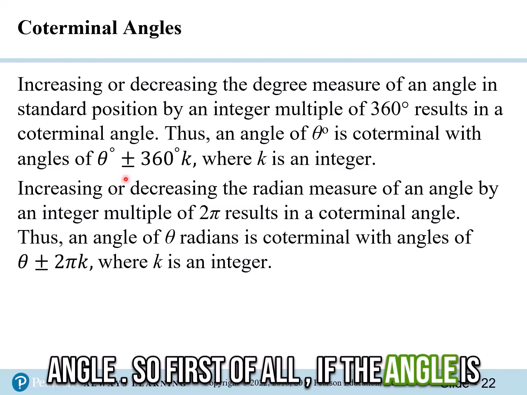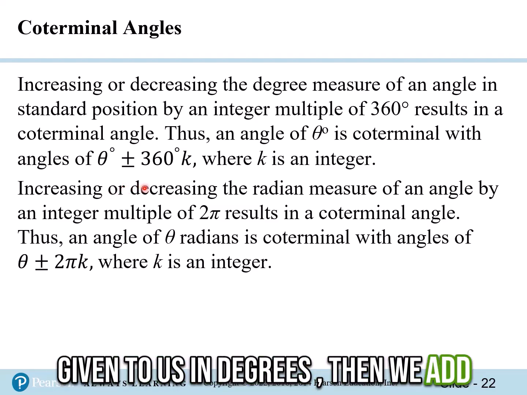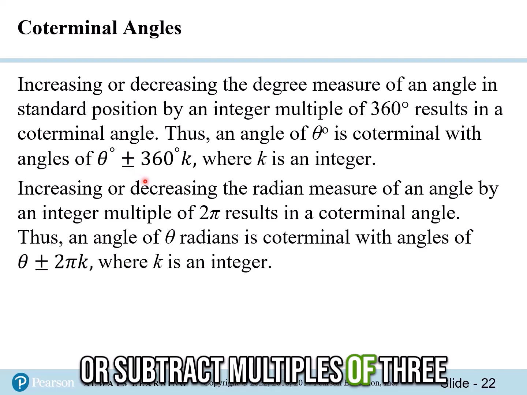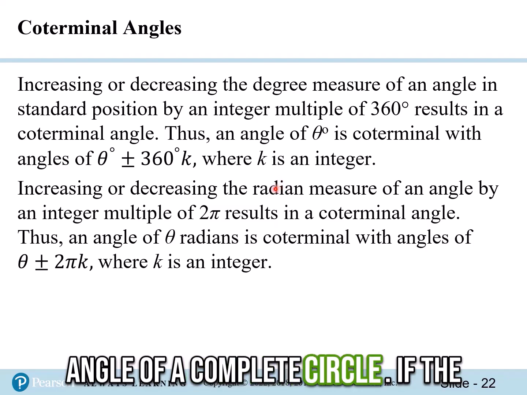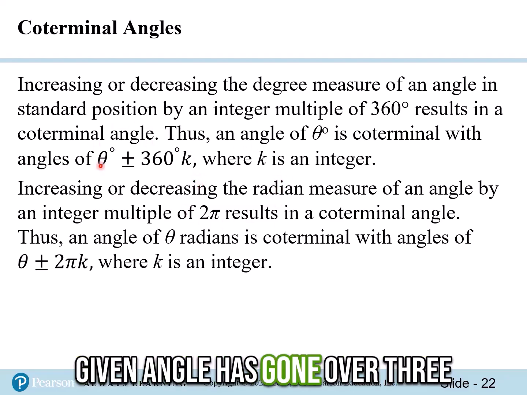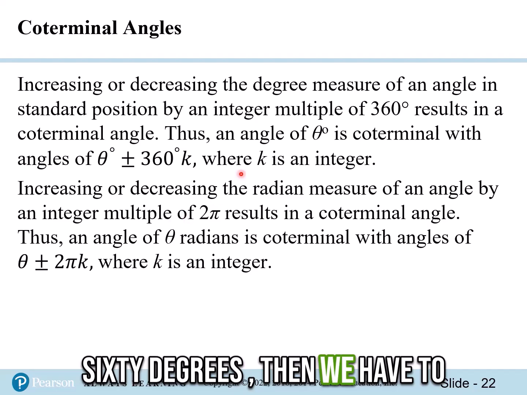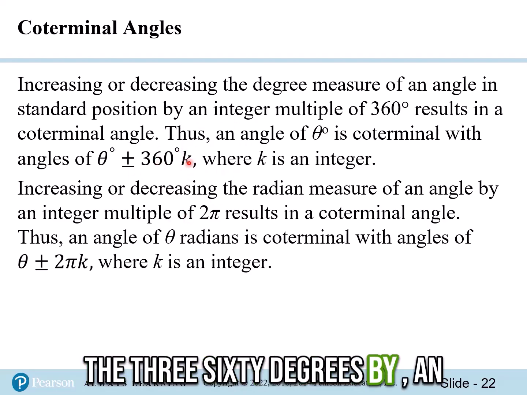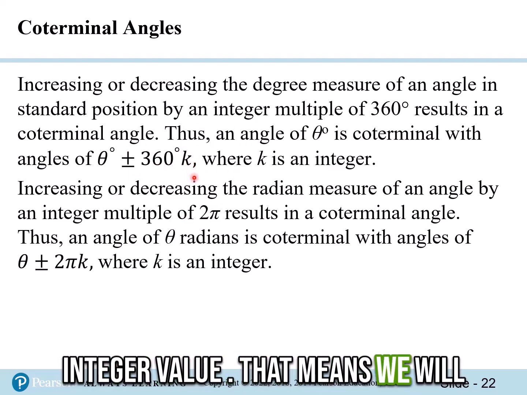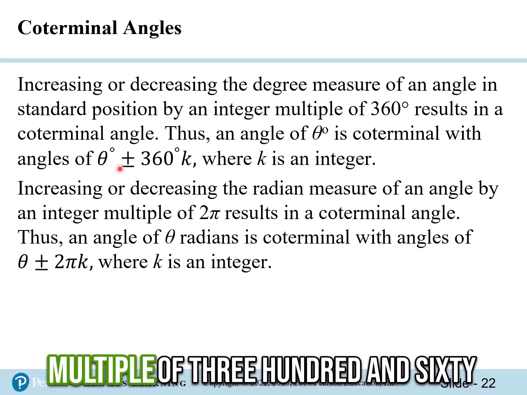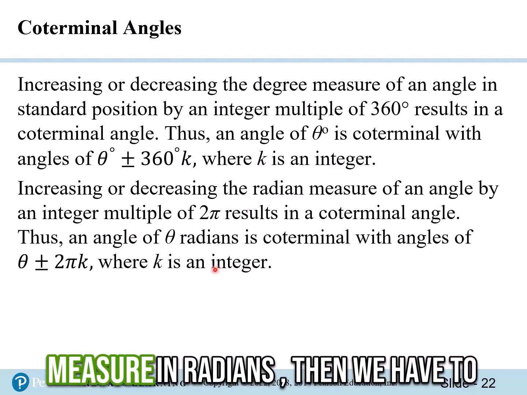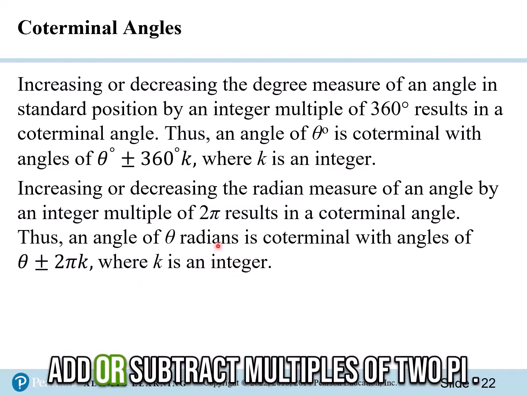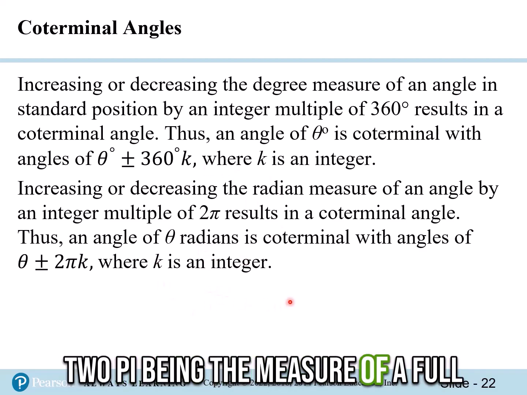First of all, if the angle is given to us in degrees, then we add or subtract multiples of 360 degrees. 360 degrees is the angle of a complete circle. If the given angle has gone over 360 degrees, then we have to multiply the 360 degrees by an integer value. That means we will have to add or subtract some multiple of 360 degrees, in other words. If, however, we are given the angle measure in radians, then we have to add or subtract multiples of 2 pi, 2 pi being the measure of a full circle.